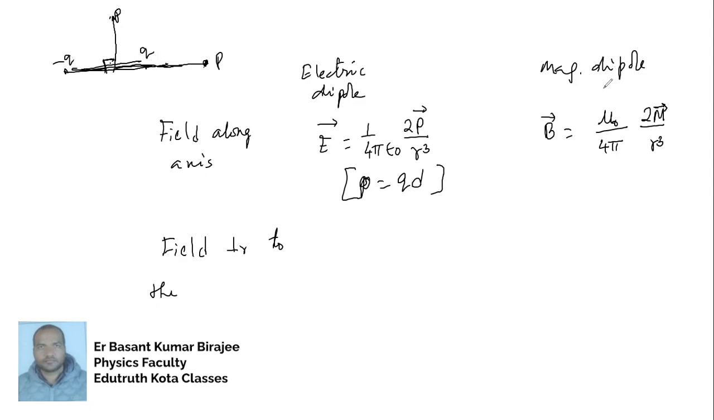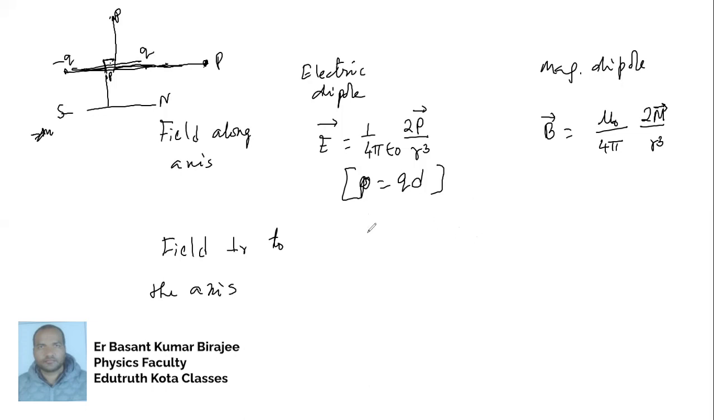And what about in magnetism? In magnetism, you write, this is your north. Say this is your south pole, this is your north pole, this is the axis, and your point lies at a point on a perpendicular to the axis. And in this case, it is the field perpendicular to the axis.